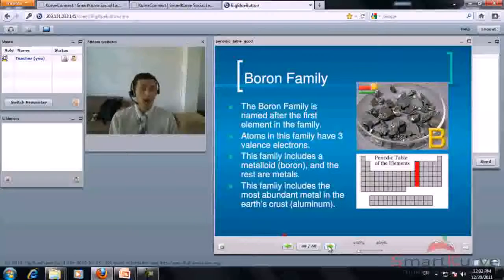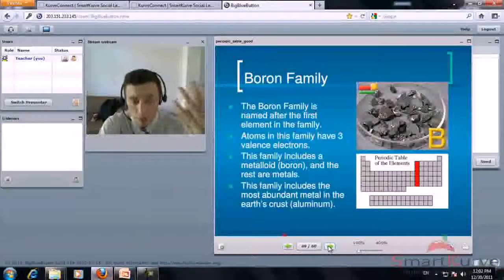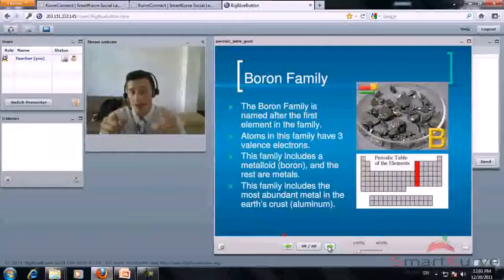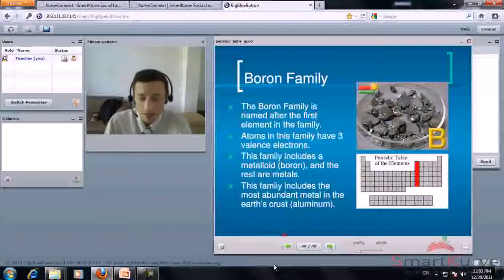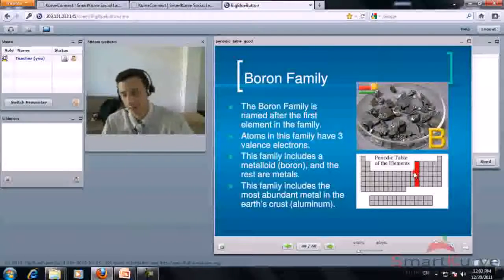Boron, atomic number 5. It's named after the first element, which you can see in the picture right there on slide 49. They have 3 valence electrons. Remember, let's look at boron, atomic number 5. So 2 valence electrons in the first energy level, 3 in the second. This family includes the most abundant metal in the Earth's crust, aluminum. Aluminum is number 13. It would be right underneath boron on the periodic table.